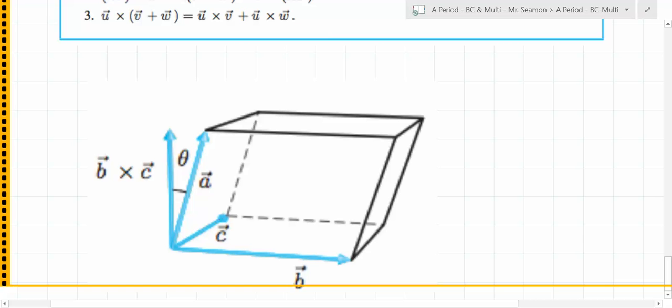Do we know how to quickly find the area of this parallelogram? The area of that parallelogram is just what? The magnitude of what? B cross C, right? The magnitude of that, correct?